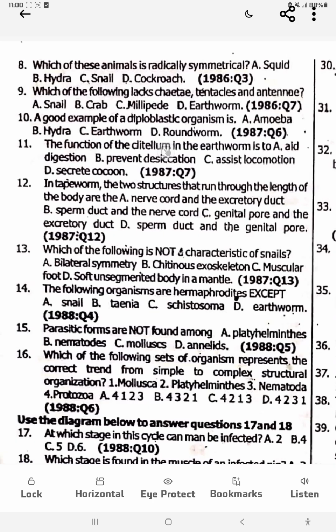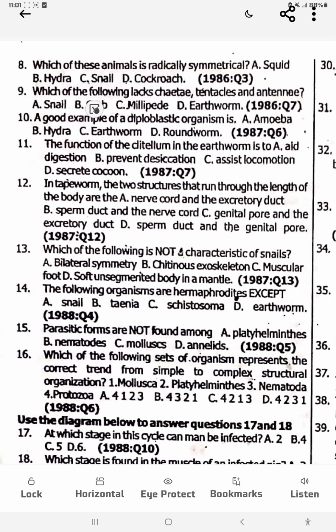Next. Bilateral symmetry is actually an advancement over radial symmetry. Bilateral symmetry supports specialization. Moving away from number 8, number 8 is option B, Hydra.